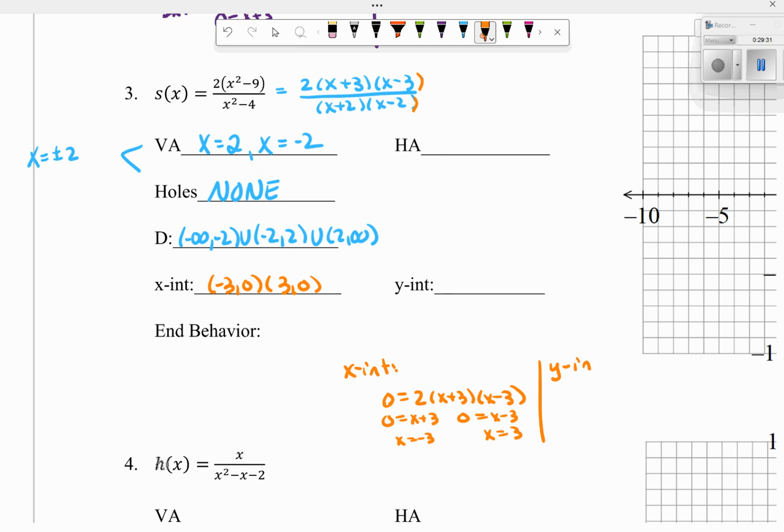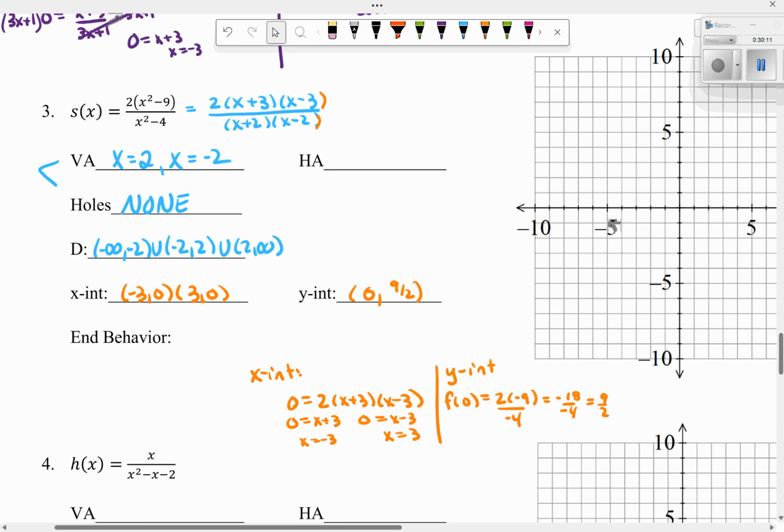The y-intercept, we are going to plug 0 in for x and solve. So you can do either the factored form or the original one, doesn't matter. So if I plug this in to my original one, I would have 2 times 0 squared, which is 0, minus 9, over 0 squared minus 4. So that gives us negative 18 over negative 4, which is 9 halves. So 0, 9 halves, or 4.5.